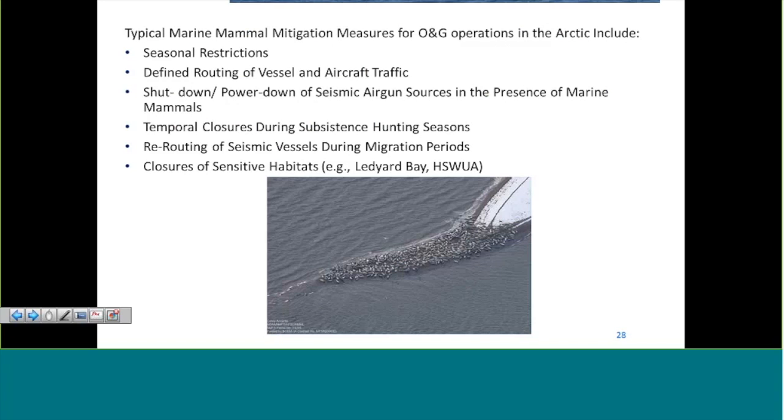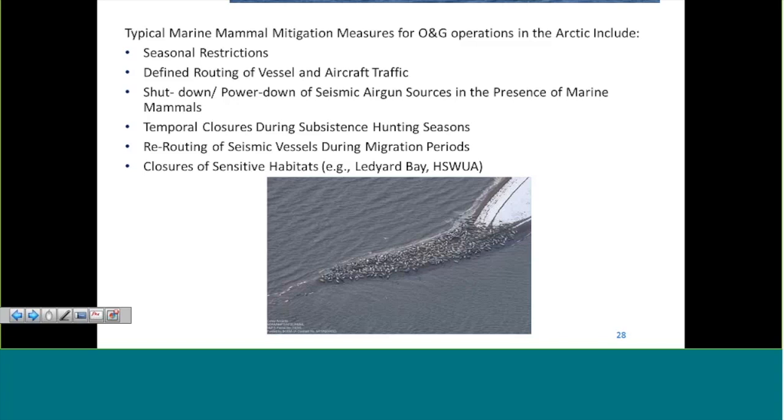Some industries, the oil and gas industry, military operations, and the research field generally, have defined marine mammal mitigation plans in place, such as the ones listed here. This is for the oil and gas industry, and these can help to minimize some of the impacts to marine mammals. Marine mammal observers on board can help direct activity away from where marine mammals are, being aware of where the animals are migrating through, avoiding the spring lead system. All those things can help to minimize impacts.